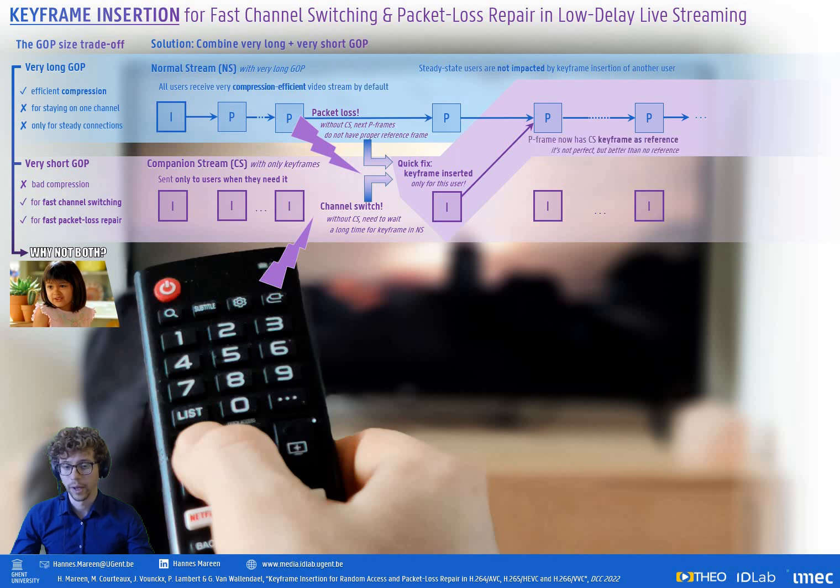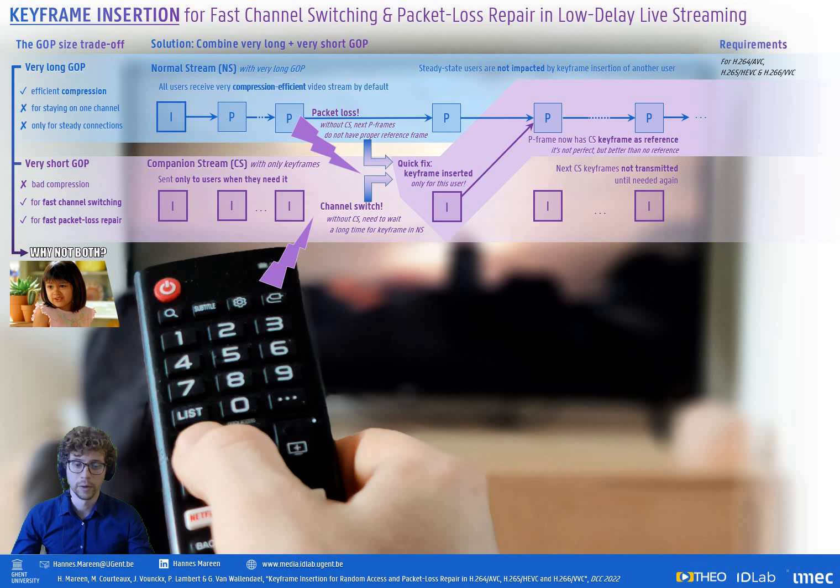The next B frame now has a companion stream keyframe as a reference. And this keyframe is not a perfect reference though. Small drift errors may occur. However, it is much better than no reference. Also note that the next companion stream keyframes are not transmitted until they are needed again.